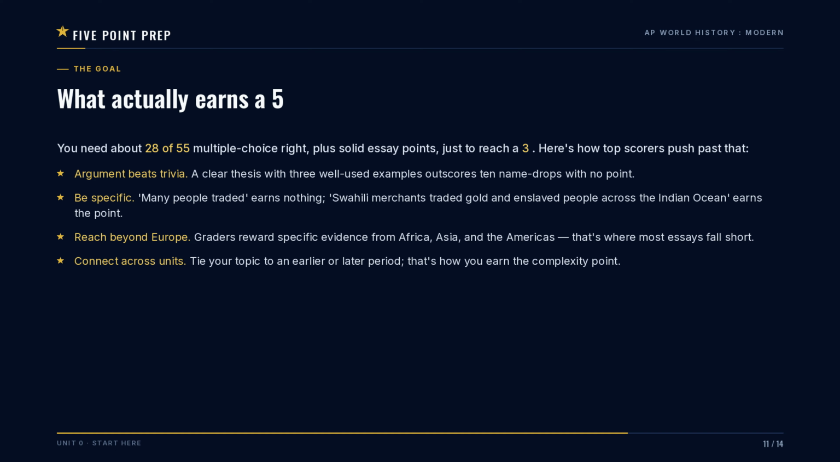Saying many people traded earns nothing. Saying Swahili merchants traded gold and enslaved people across the Indian Ocean earns the point. Third, reach beyond Europe. Graders specifically reward detailed evidence from Africa, Asia, and the Americas. And that is exactly where most students run thin. And fourth, connect across units. Tie your topic to an earlier or later period, because that cross-period thinking is how you earn the hardest point on the rubric, complexity.